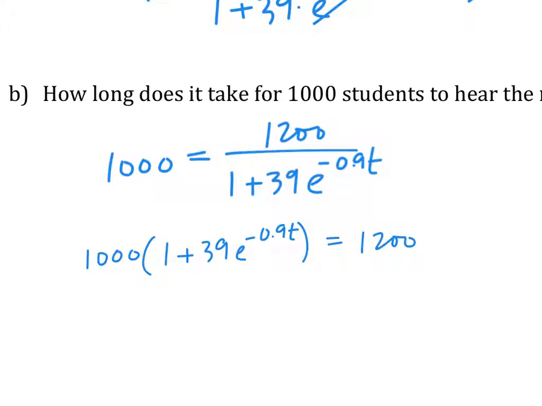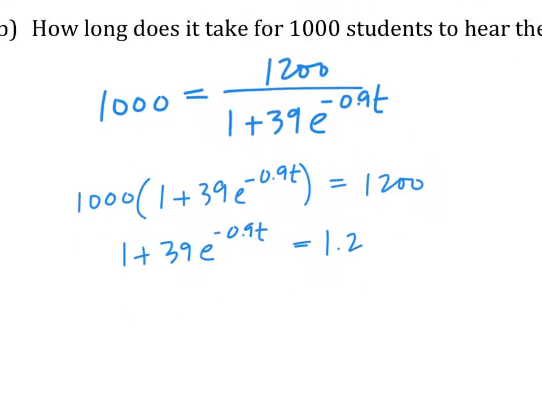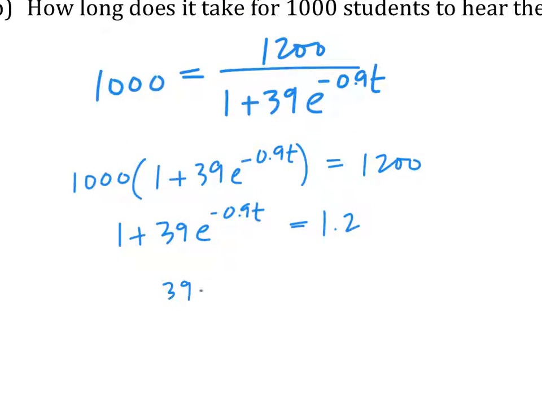Yes, divide by 1,000. You really don't want to distribute 1,000 because now you're making it harder, because you made the numbers bigger. Okay, 1 plus 39 e to the negative 0.9 t equals 1.2. What's next? Yes, subtract 1. 39 e to the negative 0.9 t equals 0.2. What's next? Yes, divide by 39.